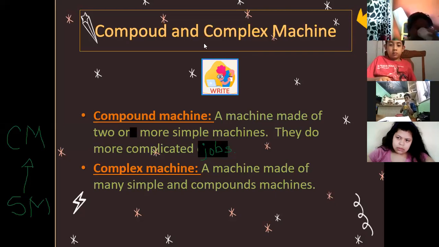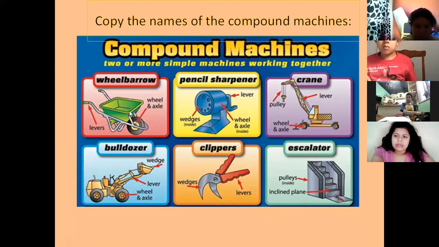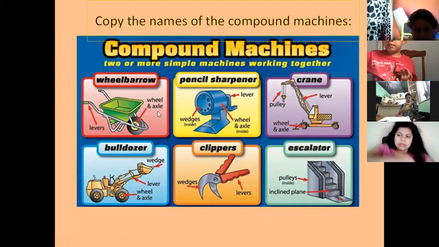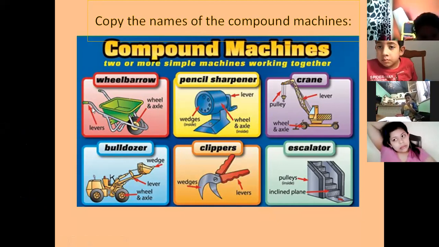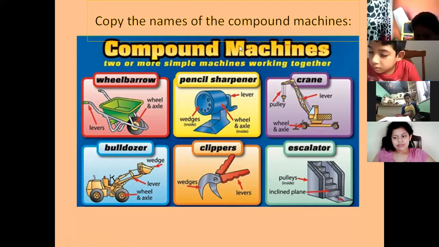Let's continue, guys. These ones are examples. Look what it says here: copy the names of the compound machines. Copy the names, because it's too difficult to draw these, right? A wheelbarrow. Look at the simple machines these compound machines have. It has a wheel and axle, and a lever in this part. Miss, copy all the names? That's what it says: copy the names of compound machines. So write compound machines examples.